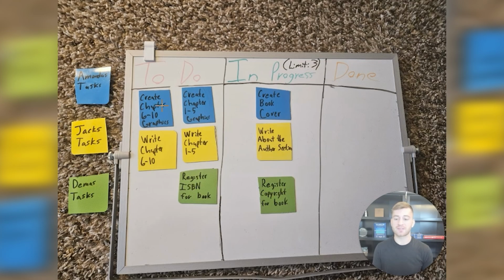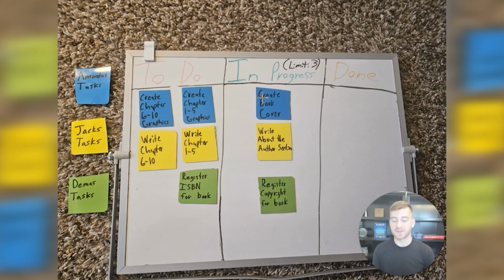If we start moving around tasks, say that Amanda starts working on one, Jack starts working on one, and Dima starts working on one, you can see here we have each of these tasks in our in progress column, and we've set a work in progress limit of 3. Any of these tasks could be worked on. We just have that limit of 3, but because we want everyone to be working on something at once in this specific project, we're just going to assign out the create book cover. In this case, though, we want everyone to be working on something. So Amanda would start on creating the book cover first, Jack would start on writing the about the author section, and Dima would start by registering the copyright for the book.